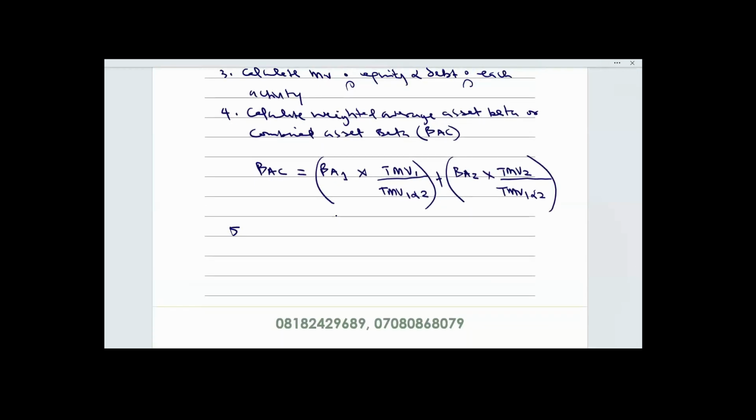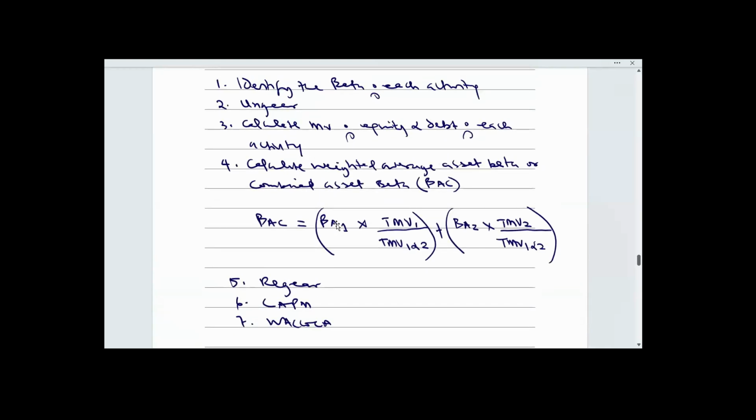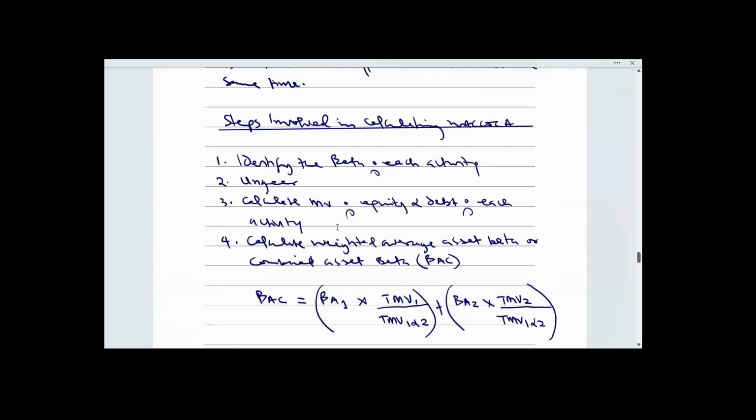Then step 5, you regear. It's the same formula we use under project specific to regear. Then step 6, you calculate cost of equity using CAPM. Then step 7, you calculate WACOCA. WACOCA is just your WACC. All right. So these are the 7 procedures that you are going to use to calculate WACOCA.